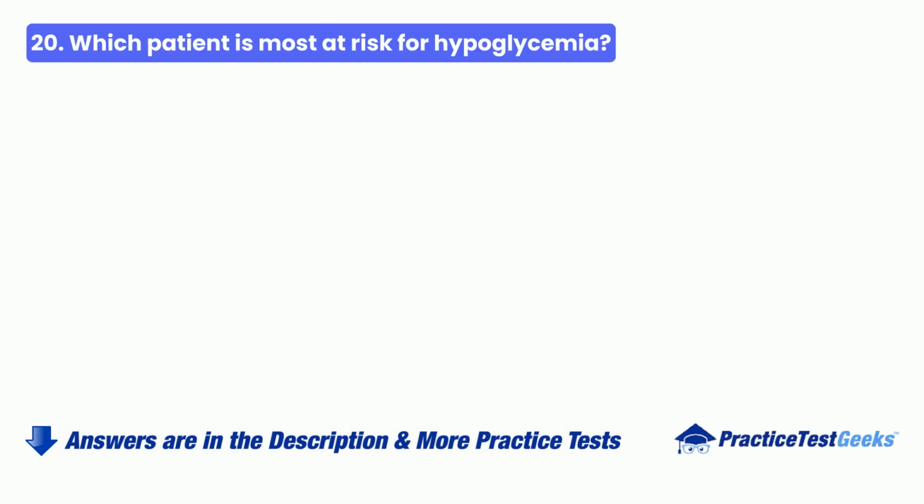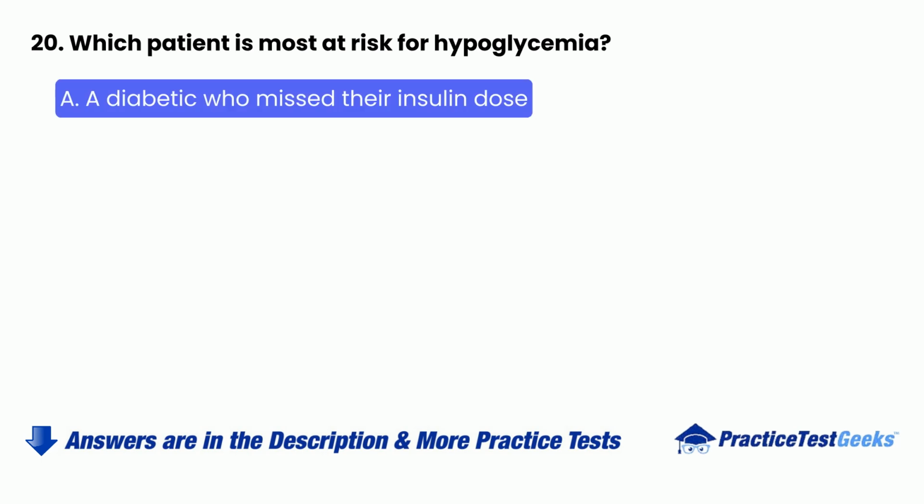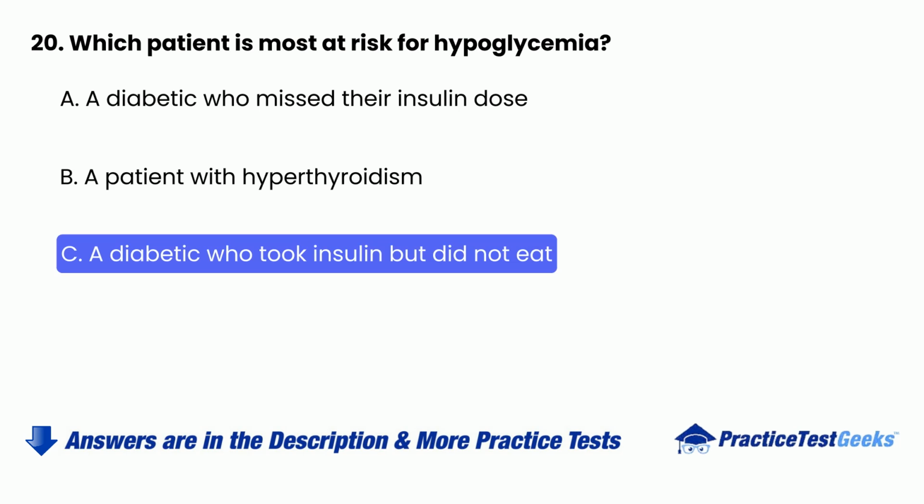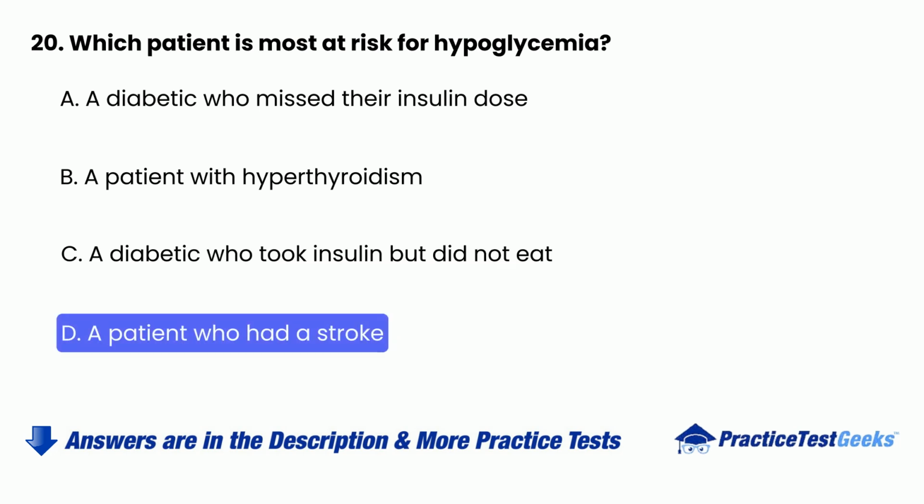20. Which patient is most at risk for hypoglycemia? A. A diabetic who missed their insulin dose. B. A patient with hyperthyroidism. C. A diabetic who took insulin but did not eat. D. A patient who had a stroke.